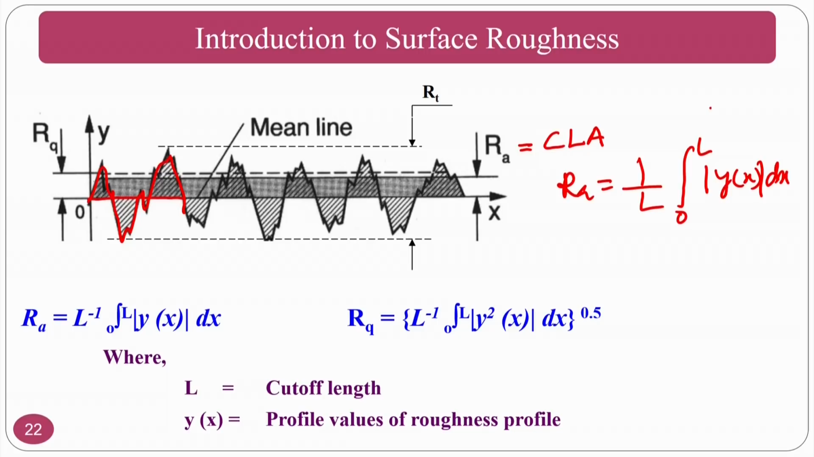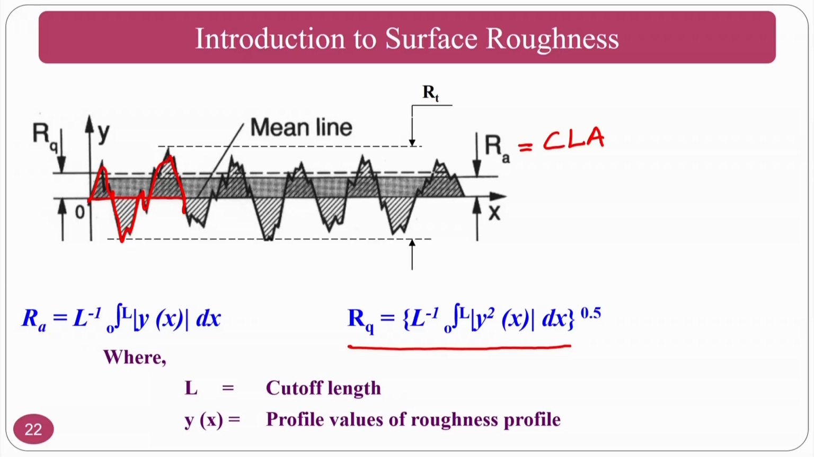RQ represents the root mean square value. The difference you will get between RA and RQ is that if the surface roughness is very high, in those circumstances the square root values will go up, and RQ is normally slightly higher than the RA value. That's why most of the countries follow RA as their standard parameter for surface roughness.